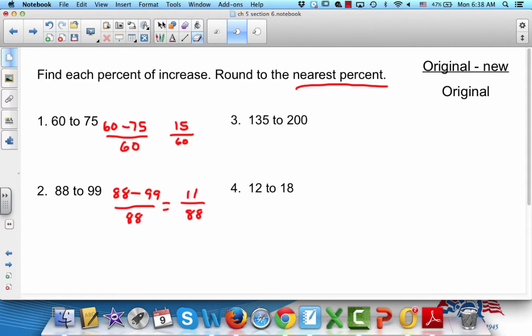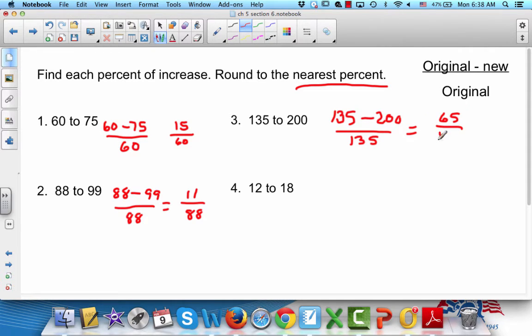Okay, so we got 135 to 200. So we go 135, the original amount, minus the new amount, over the original amount, which gives us 65 over 135. So we come down here and we go 65 divided by 135, and that gives us 4. 4 times that is 540, with 110 left over, bring down a 0.